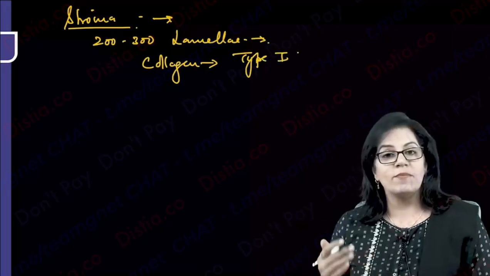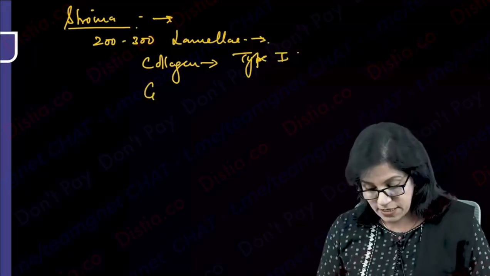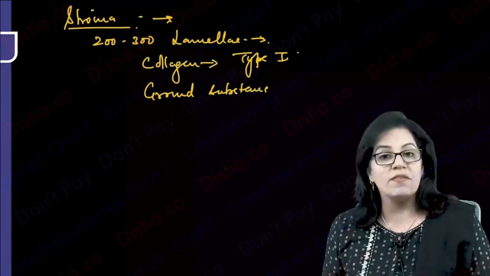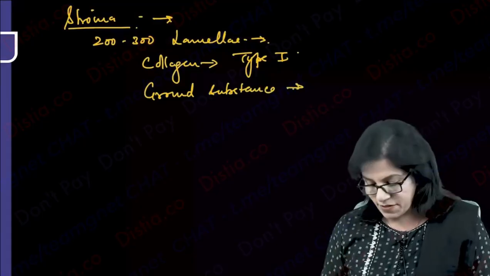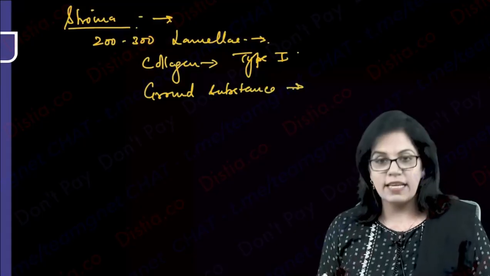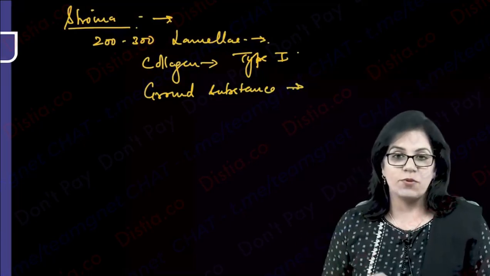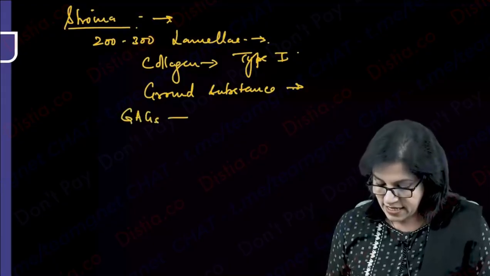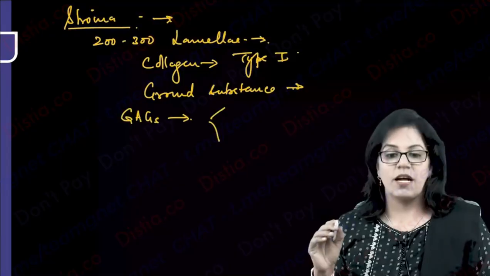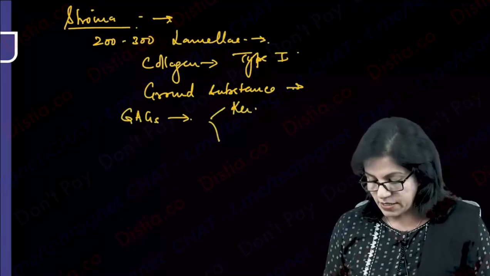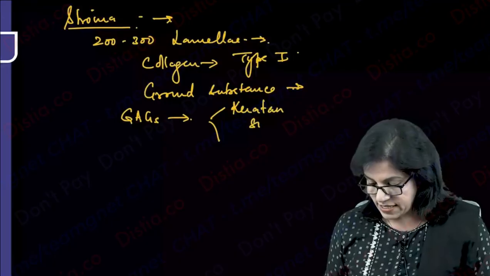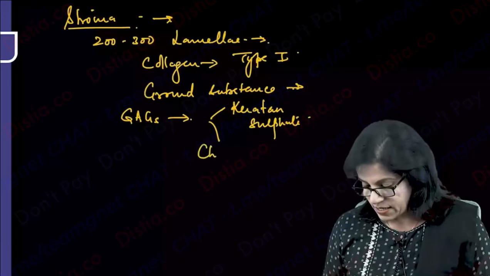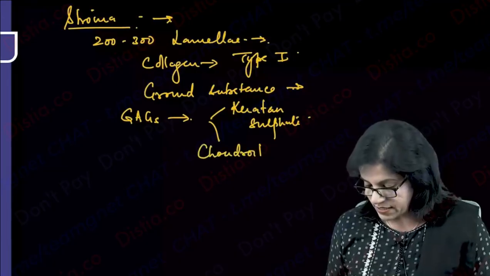Along with these collagen fibrils, what else do we get here? Ground substance. What is the ground substance composed of? This is very, very important, and we'll be discussing it further as well. This is mainly glycosaminoglycans or proteoglycans. Of the glycosaminoglycans, mainly two names are very important for you, recently asked in your exam: keratan sulfate and chondroitin sulfate.